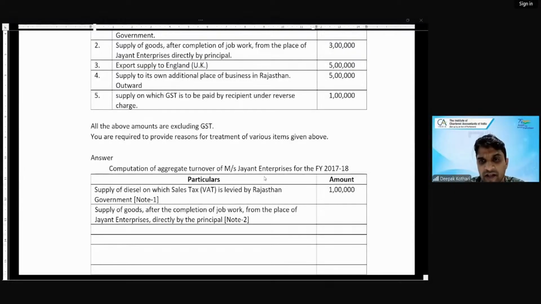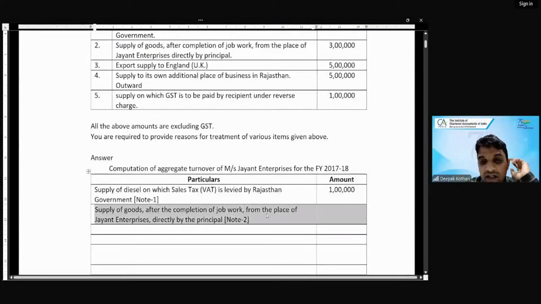Tanu Vishwakarma is saying no. Asta is saying include. Pooja is saying yes. Manivanan is saying to be included. So the majority has given the wrong answer. Why will you include this? You should not include it, because it is supply of goods after completion of job work.